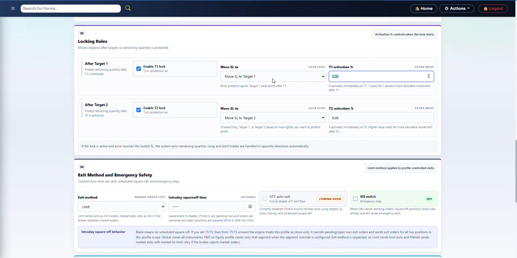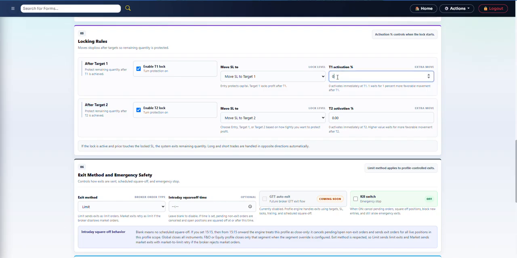So to avoid that, you can just set T1 activation like 1% or 2%. So whenever it moves 1% or 2% above this position, only then your SL will move to target 1. So this will give your LTP a limited window to move, which will increase the probability of moving the LTP to T2, and it will not exit at that price.